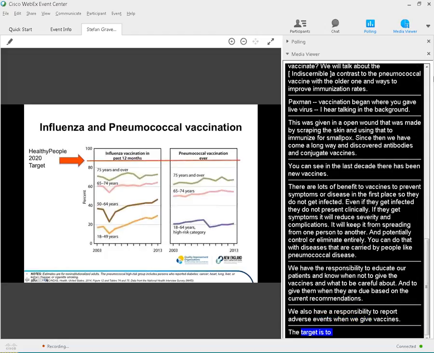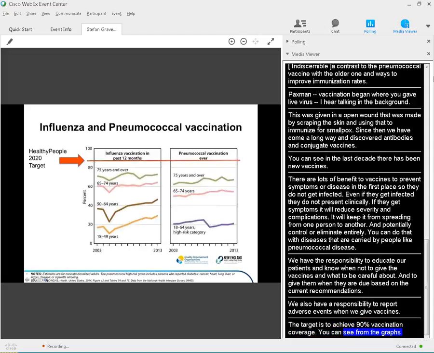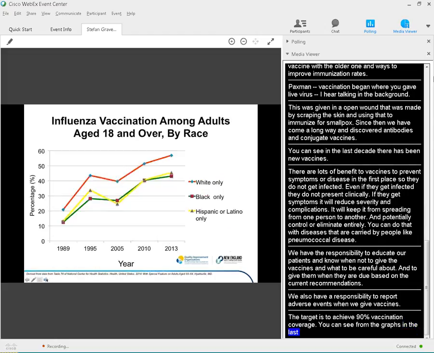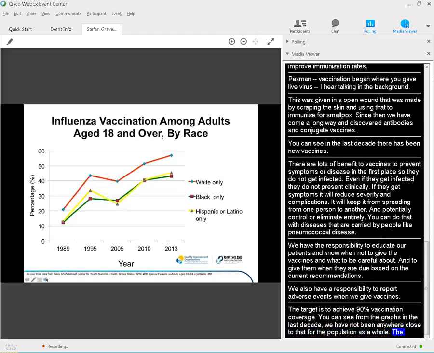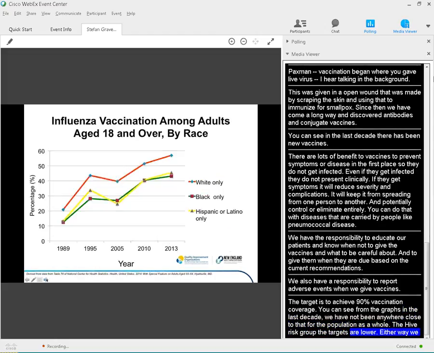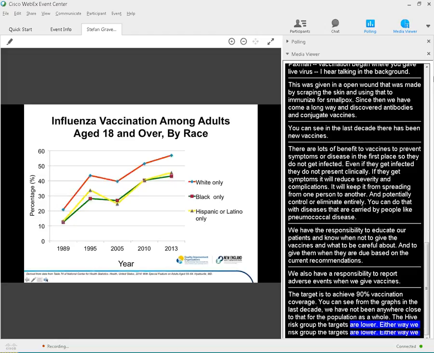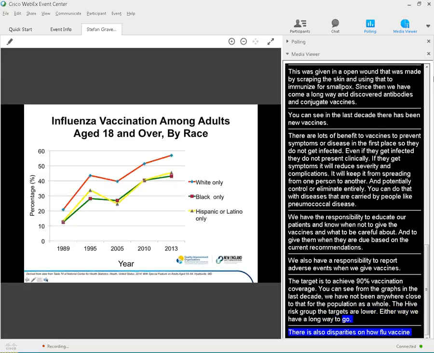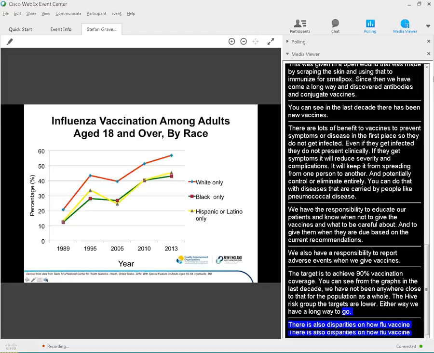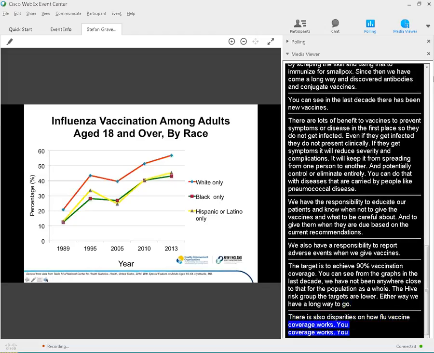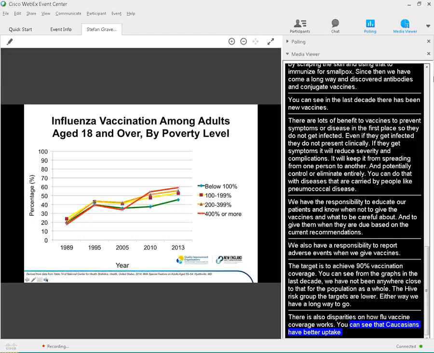And you can see from these graphs in the last decade, from 2003 to 2013, we haven't been anywhere close to that for the population as a whole. For the high-risk groups, the target's a little lower, but you can see either way we have a long way to go. There's also disparities in how flu vaccine coverage works. Here you can see that Caucasians have better uptakes than Black, Hispanics, or Latinos. So there's cultural differences in how we accept vaccine, a barrier we have to overcome.